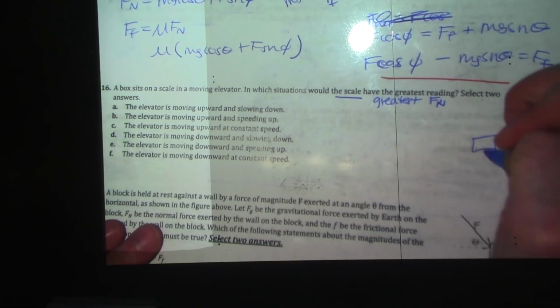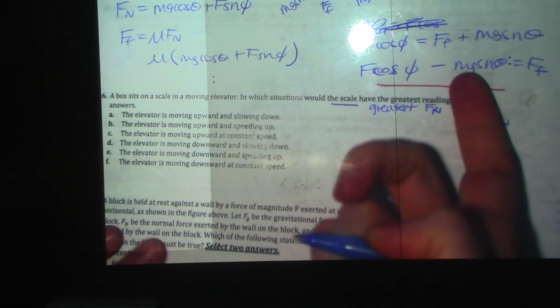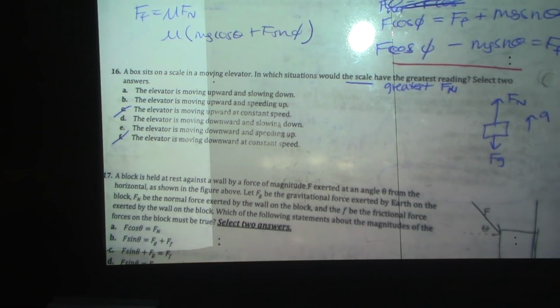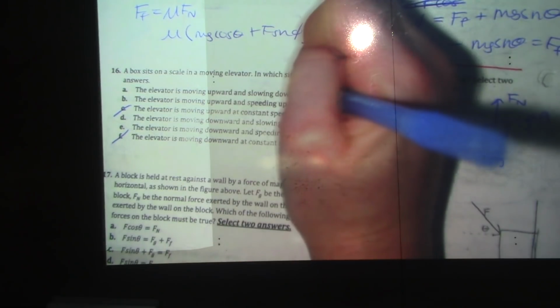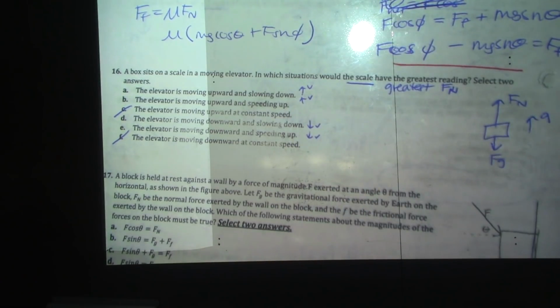I know for the box sitting in the elevator, I've got Fg, and then if I want Fn to be greatest, that means it would be accelerating up. So I'm going to cross off C and F because at a constant speed I wouldn't have an acceleration. I want to know when it would accelerate up. So moving upwards means velocity upward, so both of these have velocity upward. Both of these have velocity down, so they're moving down. Now whether it's speeding up or slowing down isn't positive or negative acceleration, isn't up or down acceleration, it's just are V and A in the same direction or opposite.